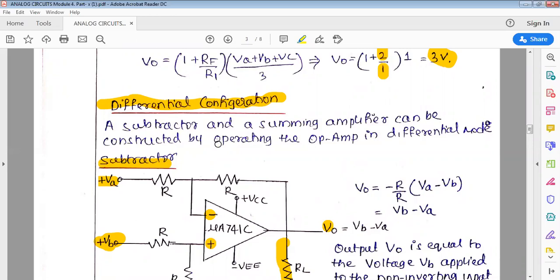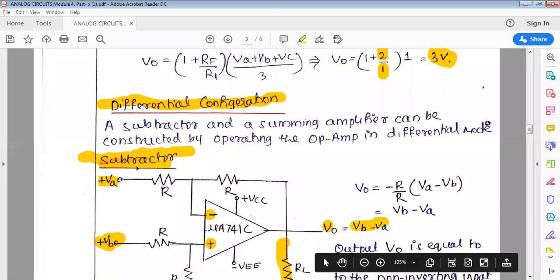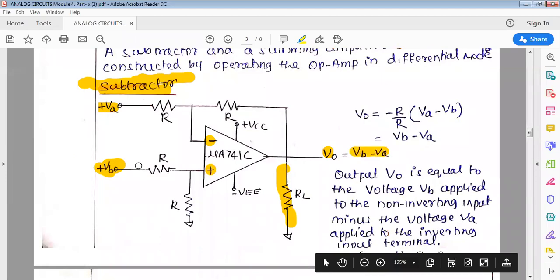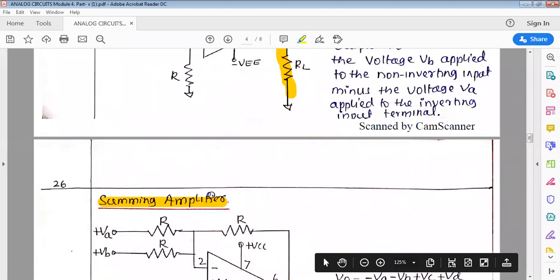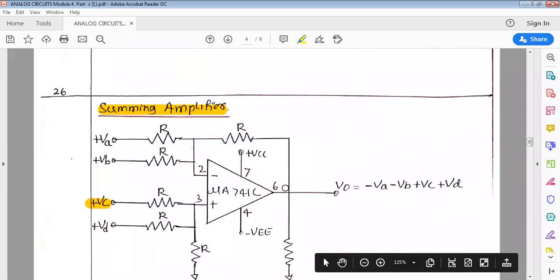What are those? One is this subtractor, wherein the circuit gives the output voltage, which is the subtracted version of the two input voltages, that is VB minus VA. And another circuit that we can build with the differential amplifier is the summing amplifier, wherein we got the output voltage V naught as minus VA minus VB plus VC plus VD.